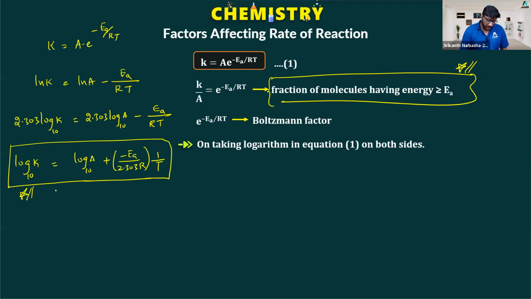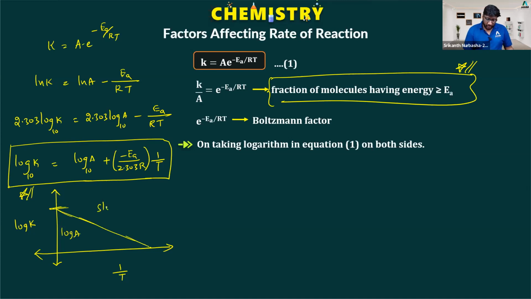If you plot a graph between log K versus 1 by T, log K you take on the y-axis, 1 by T you take on the x-axis. Y is equal to mx plus c. Log A will be the y-intercept. What will be the slope? Slope will be equal to minus Ea by 2.303 R. Ea and R both are positive, so slope is negative. So tan theta, theta should belong to quadrant 2.